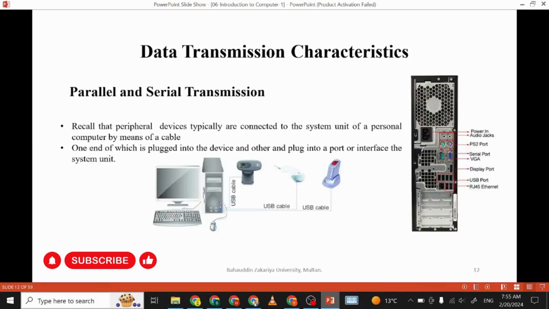Parallel and serial transmission. Recall that peripheral devices typically are connected to the system unit of a personal computer by means of a cable, one end of which is plugged into the device and the other plugged into a port or interface on the system unit.